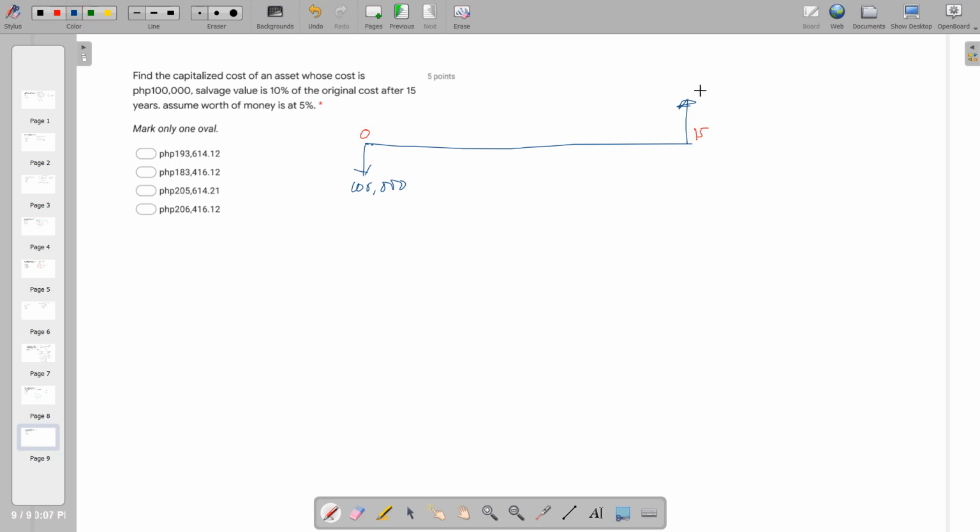Magiging amount niya is 10% of the original cost. Ano bang 10% ng 100,000? Okay, that is 10% of 100,000 is equal to 10,000 pesos actually. So we assume an amount of money equivalent to 5%. So again, this is a replacement cost. Okay.